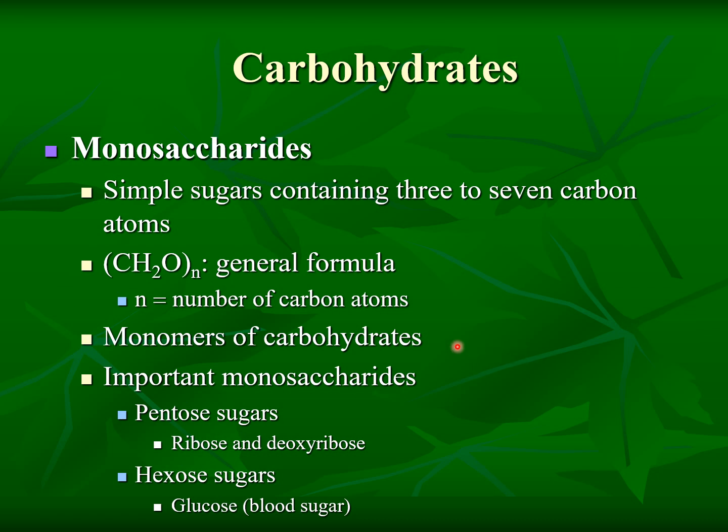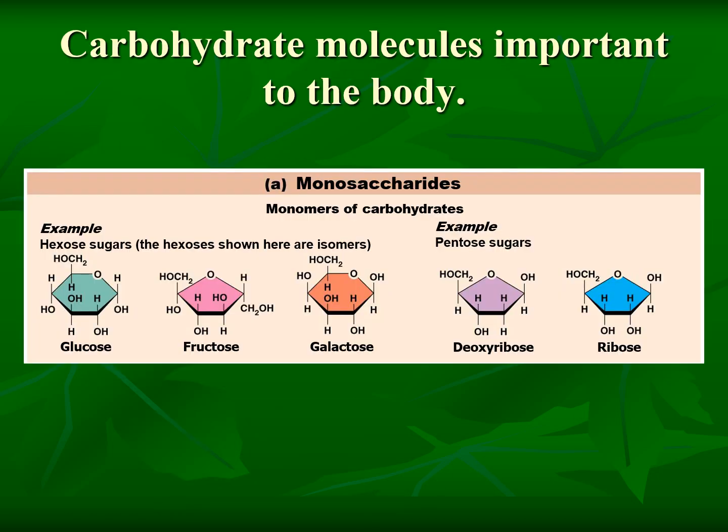The monosaccharides act as the monomers for the carbohydrates. You have some that have 5 carbons, so we call those pentose sugars. This would be ribose and deoxyribose. We will see those again when we talk about nucleic acids. And then there are a lot of hexoses, which have 6 carbons. The most common is glucose. Some examples of the monosaccharides commonly found and used in the body are glucose, fructose, galactose, and then the pentoses. Here's deoxyribose and here's ribose.